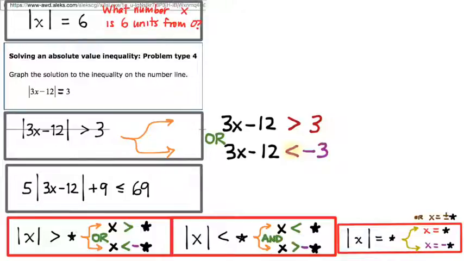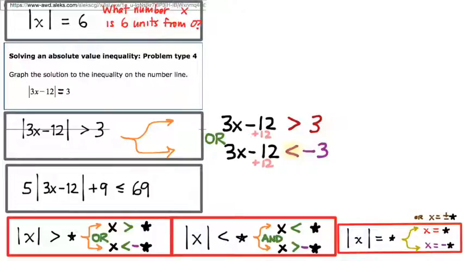Let's finish up this example. We have a compound inequality with an or. How am I going to solve this? What are my next steps? So yeah, the equal signs is no or and.